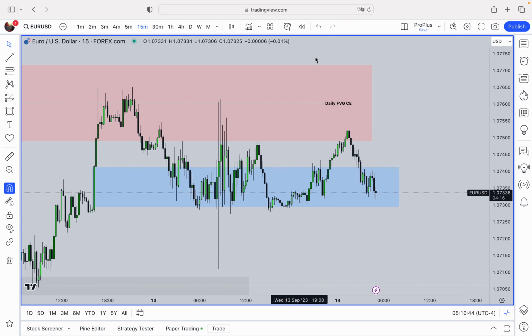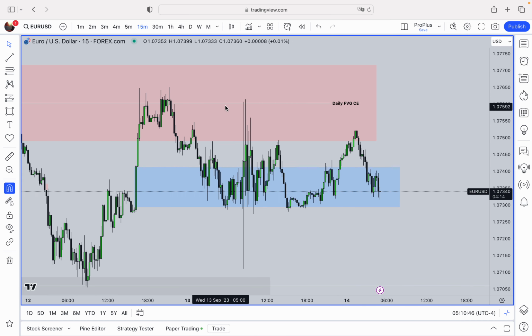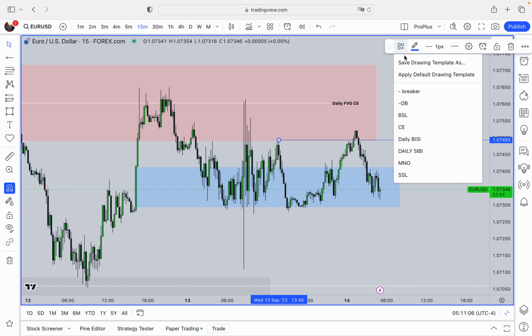So this pink box here is a daily fair value gap. That white line is consequent encroachment, which is the midpoint, and we can see that price has been respecting this. Pulled into this BISI here, pulled into it there, ran buy side here. So let's just mark this off as buy side.